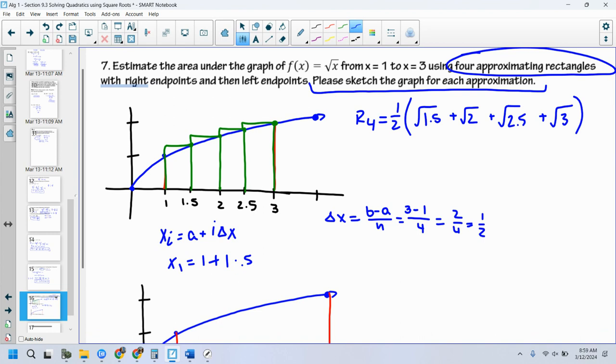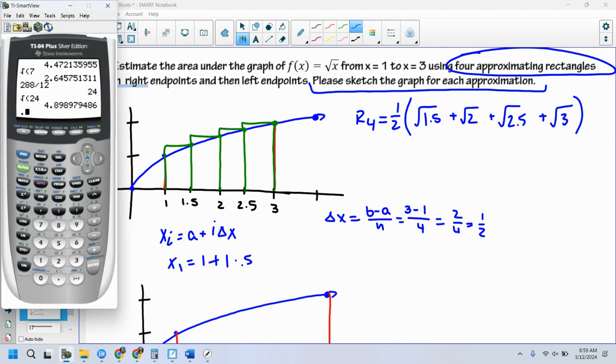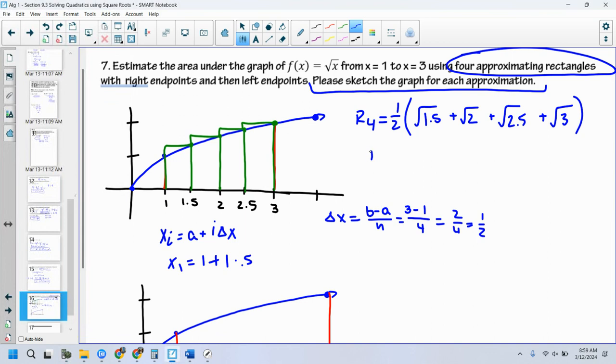Let's see what we get. 0.5 times, we have radical 1.5 plus radical 2 plus radical 2.5 plus radical 3. Right. 1/2 times each of those 4 right side y values. 2.98. So R4 is approximated to be 2.98. Good so far?